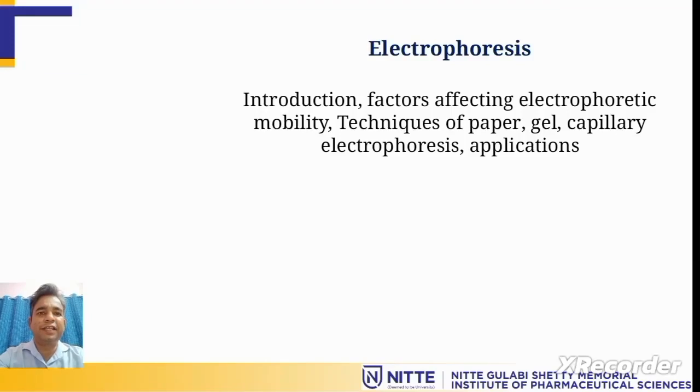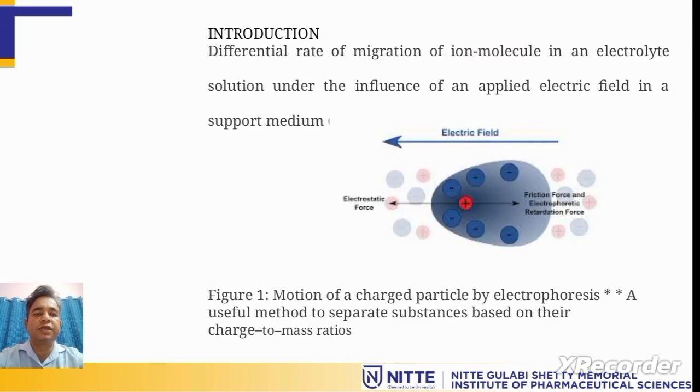Today we are going to see the last chapter of this unit, and that is electrophoresis. In this electrophoresis, we are going to learn about the introduction of electrophoresis, factors affecting electrophoretic mobility, techniques of paper, gel, capillary electrophoresis, and its application. So let us start with the principle of electrophoresis, right?